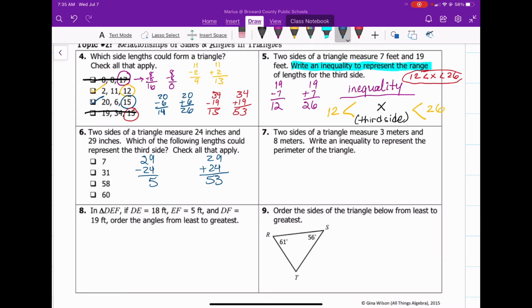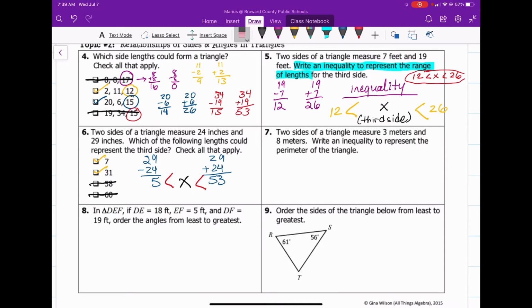Okay. So that means that the third side has to be a number between 5 and 53. 7 works because 7 is between 5 and 53. 31 works because 31 is between 5 and 53. 58, no, because it's not between 5 and 53. And 60, no, because it's not between 5 and 53.